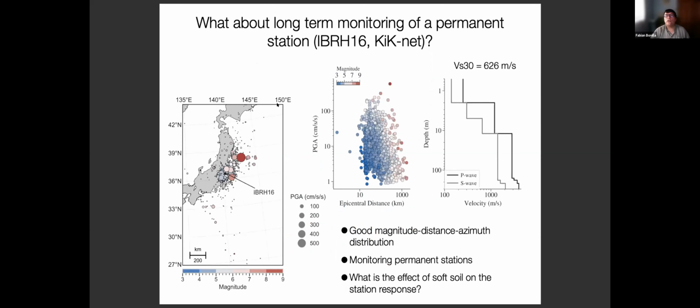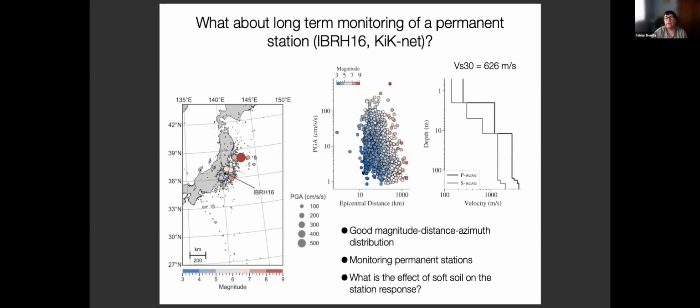So what about long-term monitoring, especially using a permanent station? I am going to revisit the station Ibaraki 16 in Japan. This station is here, and it recorded 17 years. I am using the data from the beginning of the station until 2020, and it recorded the Tohoku earthquake that you see here.